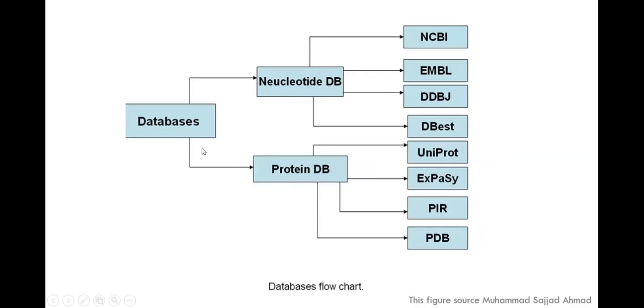Again, databases based on the sequences, you can define them. Nucleotide database, protein database. The nucleotide databases, genome databases, are composed of database units like NCBI, EMBL, DDBJ. This is from Japan, this is from Europe, this is from USA. We will see the expansion in further slides. And protein databases are divided into UniProt, ExPASy, PIR, and PDB. So based on protein and nucleotide, specific databases have been established so far.